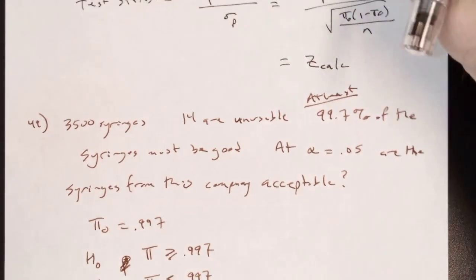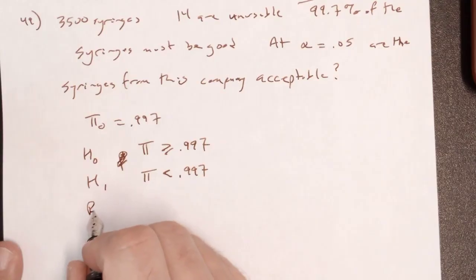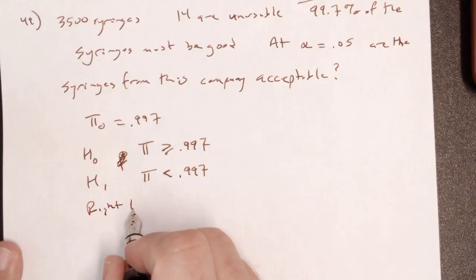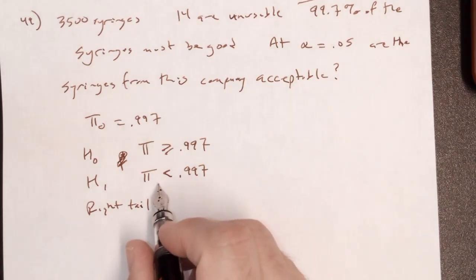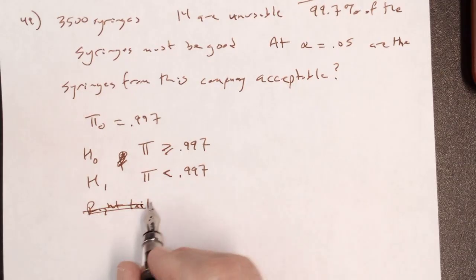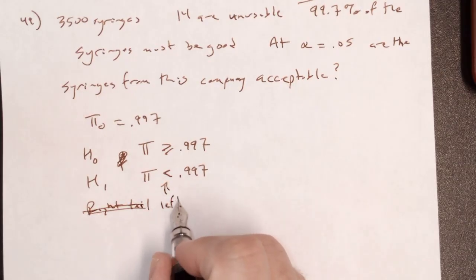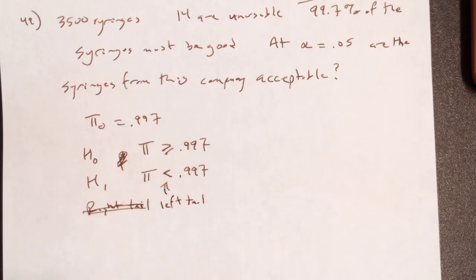And my alternate hypothesis will be that it is less than 0.997. On the other hand, this is set for a right tail. Right? Oh, no, wait, I've written it wrong. Stop. Less than. Less than is left. Left tail. Right? Because I'd be looking for it to be less than my benchmark.